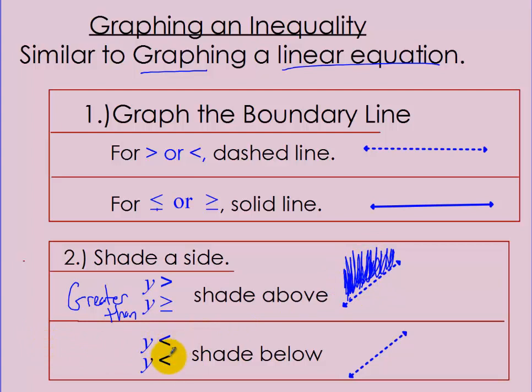If you have y is less than, or y is less than or equal to, you are going to shade below the line. So you're going to shade like this, and you never, ever cross the line. And if you do, you have to erase, because it must be perfect. Always perfect. And you shade just below the line, just like I did, never crossing. That's it. So let's try some examples with this.